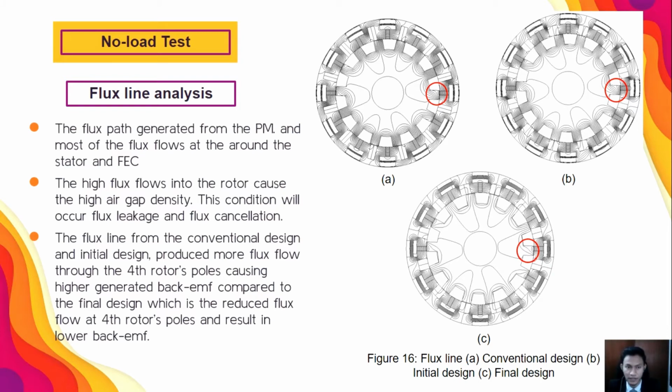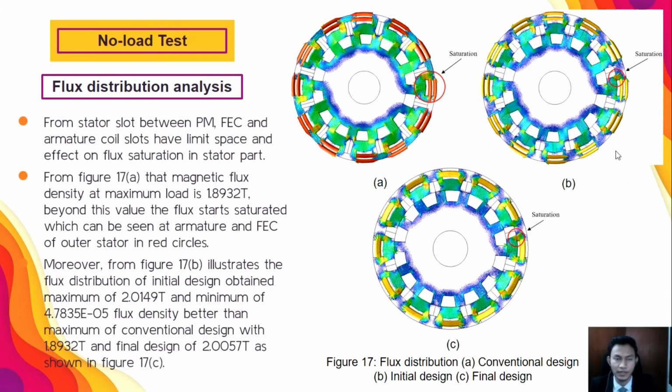The flux line from the conventional design and the initial design produces more flux flow through the fault rotor poles. Here we can see the fault rotor poles have higher back EMF compared to the final design, which has reduced flux flow at the fault rotor poles, which results in lower back EMF for the final design. So this is for the no-load test, the flux distribution analysis.